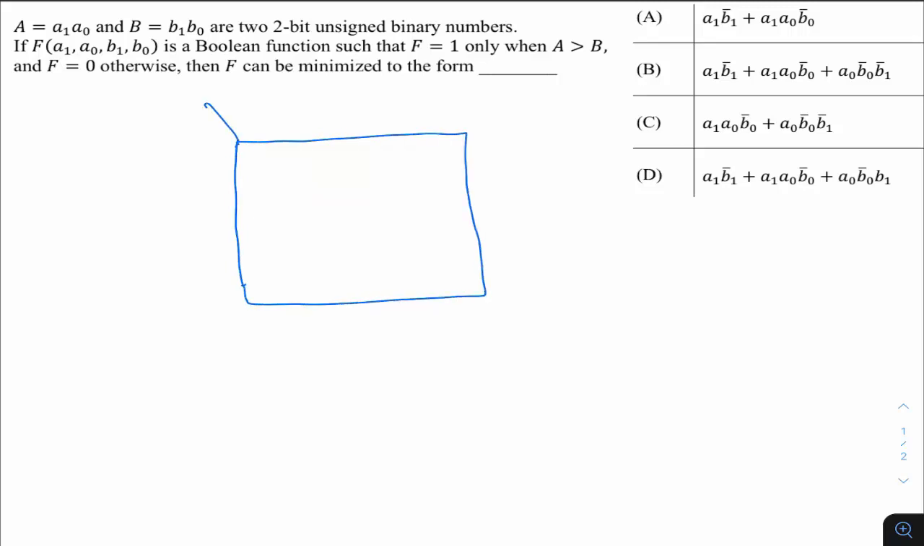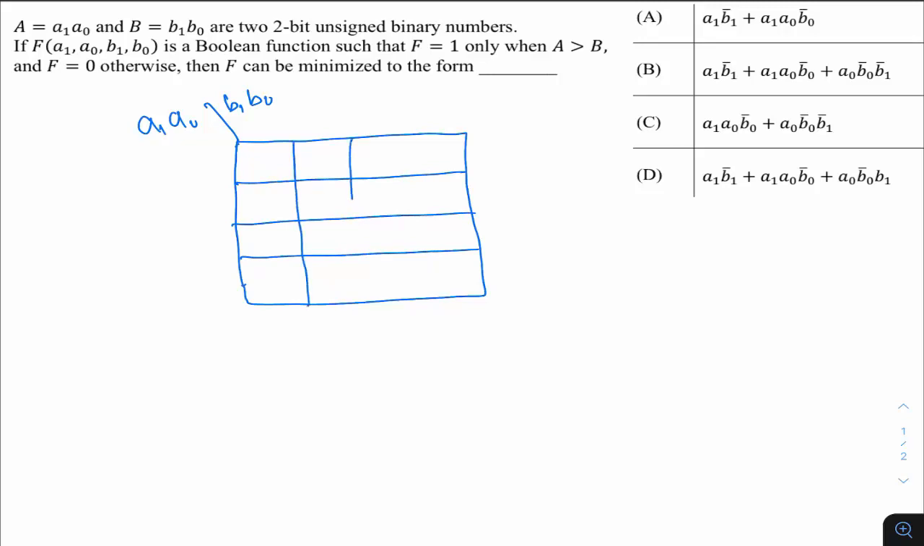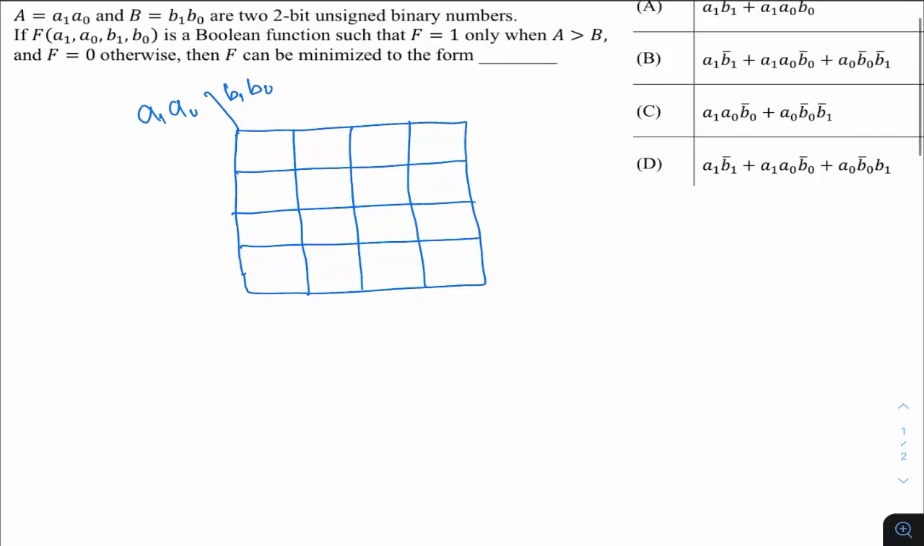Okay, so this side, let me take it as A1 A0. This side, let me take it as B1 B0. Because it's 4 variables, I'm going with a 4-variable K-map. So what is the technique actually? This is A1 A0 value 0 0, this is 0 1, this is 1 1, this is 1 0. Similarly, this is 0 0, this is 0 1, this is 1 1, this is 1 0.